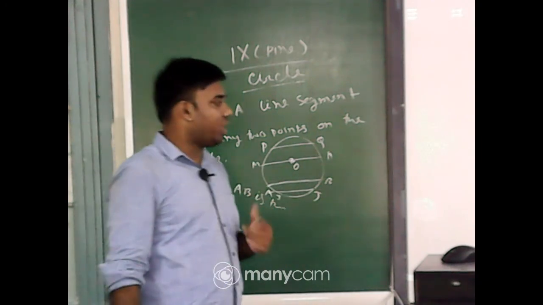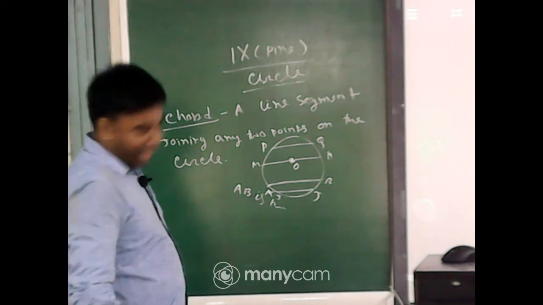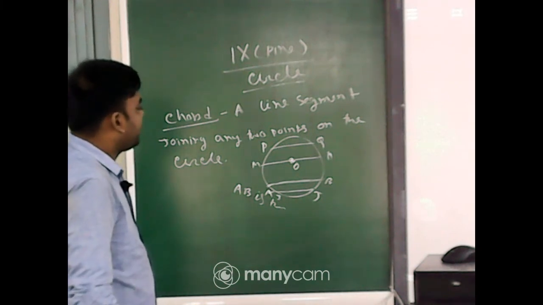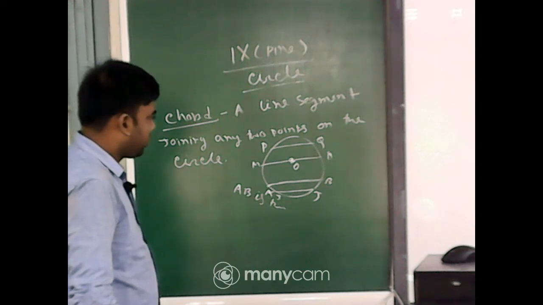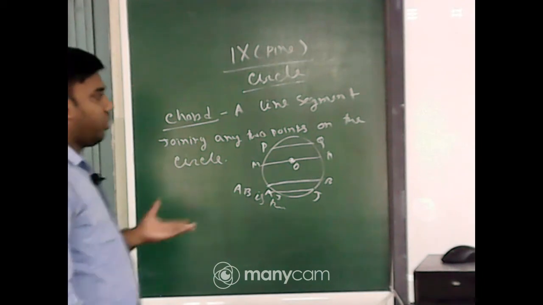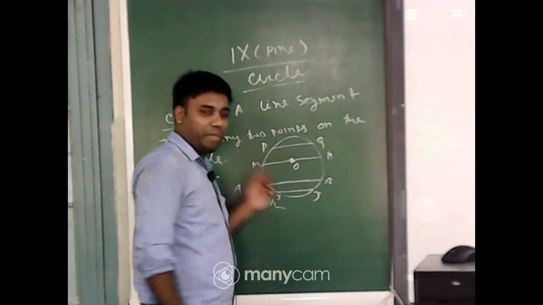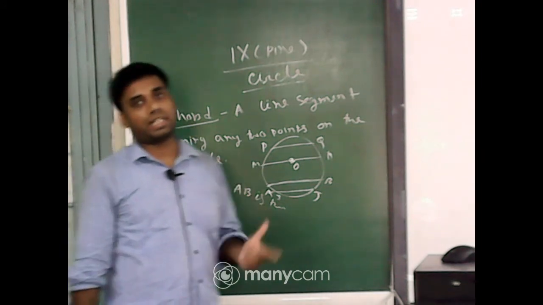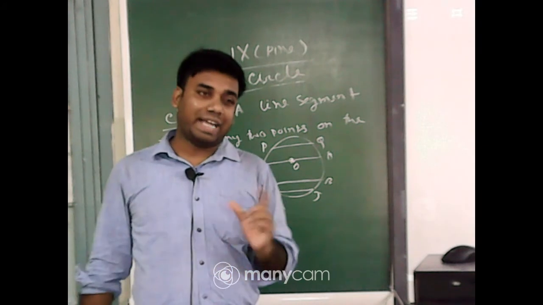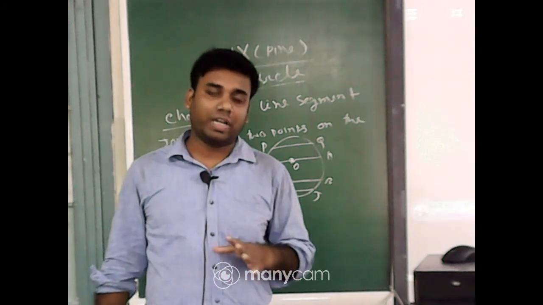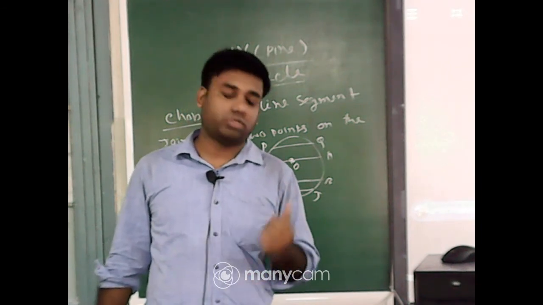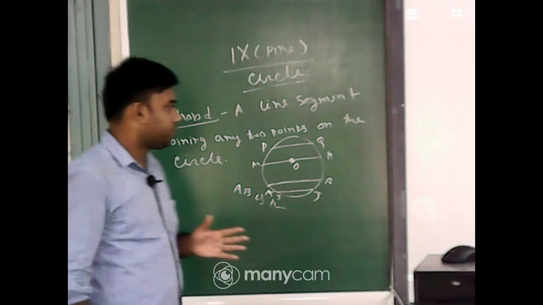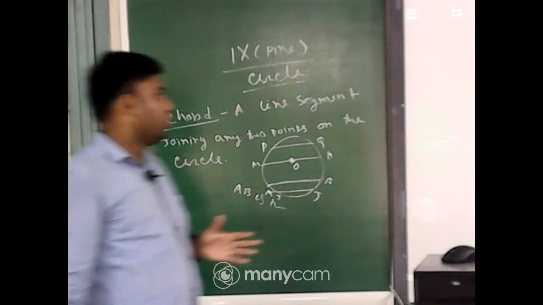Among them, one chord is passing through the center. Which one is passing through the center? And it seems it is the largest chord. Yes, Ridhita has already answered. The chord MN is the largest chord and it is passing through the center of the circle. That chord is known as diameter. So a chord which is passing through the center of the circle is called diameter. Any problem? Yes, MN is a chord which is also a diameter.